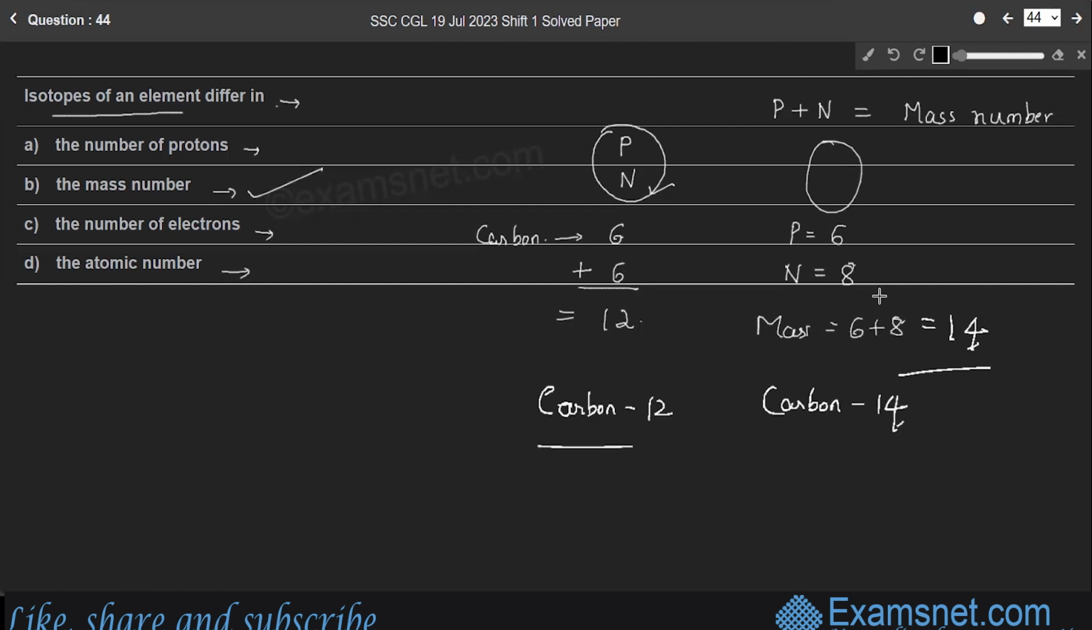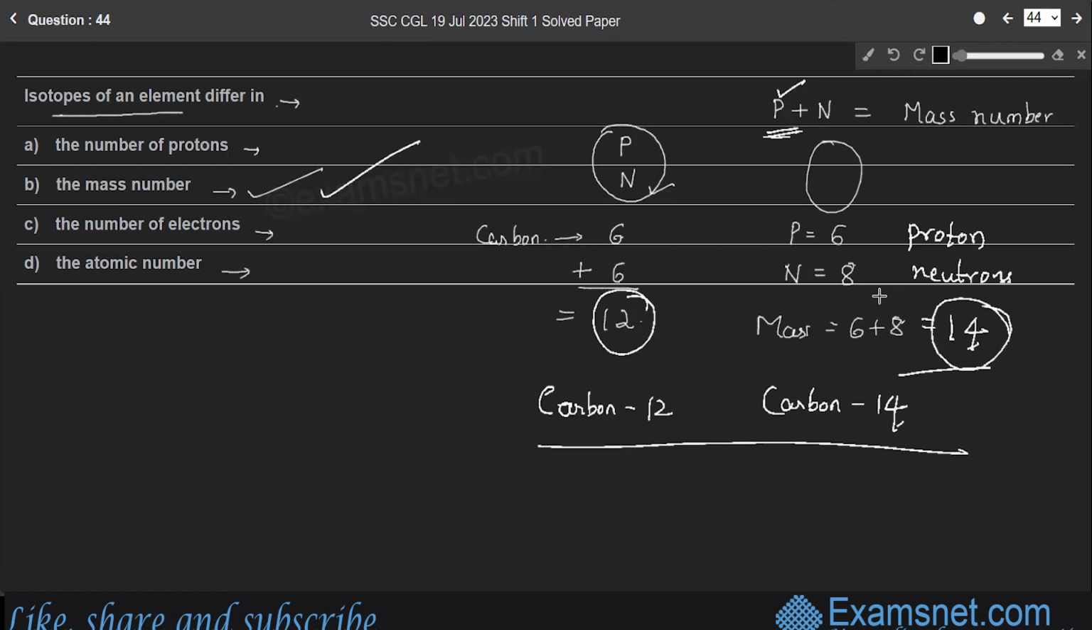So, isotopes are nothing but the atoms which have the same atomic number, or the same number of protons, but different neutrons. Therefore, isotopes of an element differ in their mass number. Option B is the right answer.